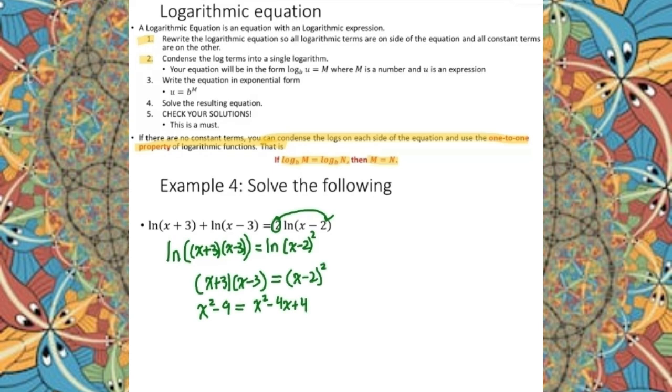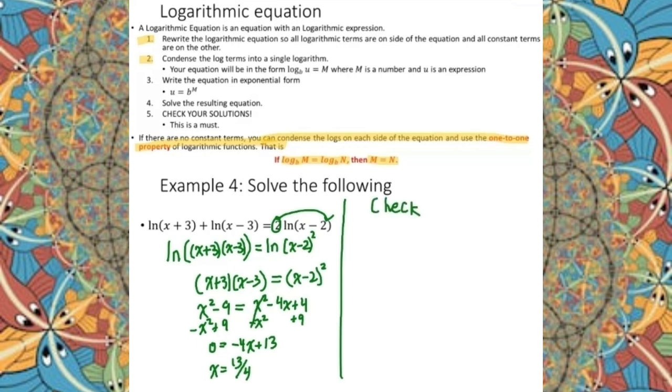Next, if I subtract x squared and add 9 to both sides, we can see one side will be 0, but x squared minus x squared will cancel, leaving us with negative 4x plus 13, which means our equation is now linear. And if we solve by subtracting 13 and dividing by negative 4, we get x equals 13 over 4. Even though we have one solution, we still need to check to make sure none of the inputs of the natural logs will be negative when 13 over 4 is plugged in.